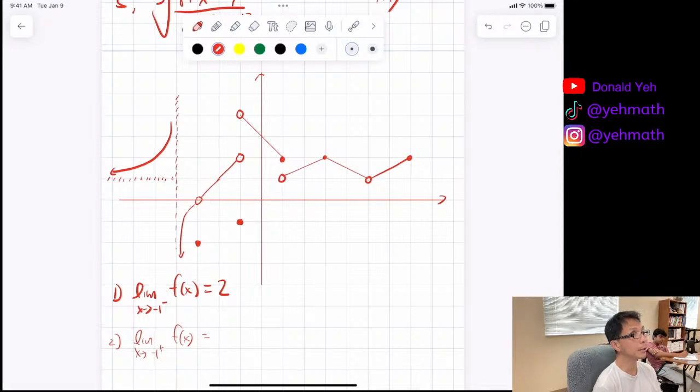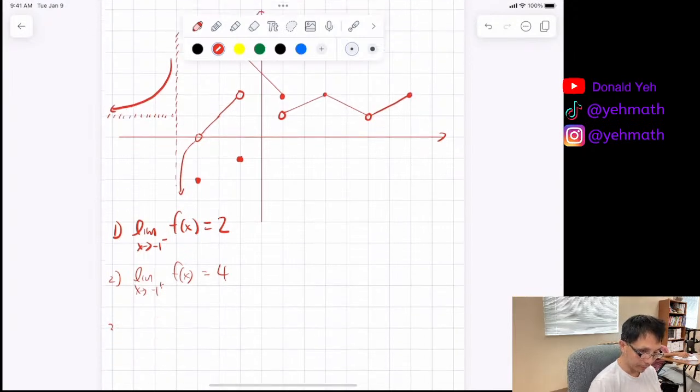Any other people? Yes. Alvin? 4. It's going to be 4. Is that okay? Because I'm reaching from this end, and I'm going here, and that's reaching 4. Is that okay? All right.